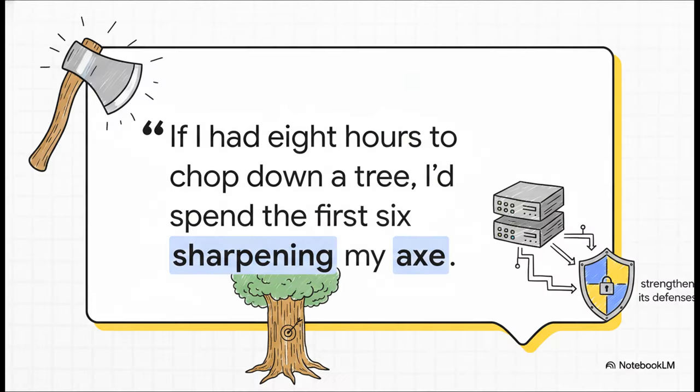This quote from Abraham Lincoln is the absolute perfect way to start, because that's how security pros think about Metasploit. It's not some digital sledgehammer for brute force attacks. No, it's all about preparation, precision, and deep understanding. It's the 6 hours sharpening the axe, so you can find a system's weakest points and then strengthen its defenses before someone with bad intentions finds them first.